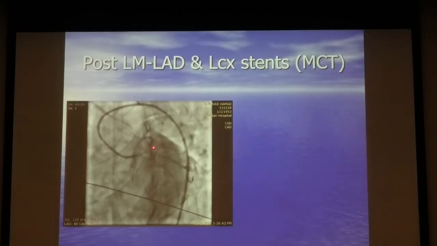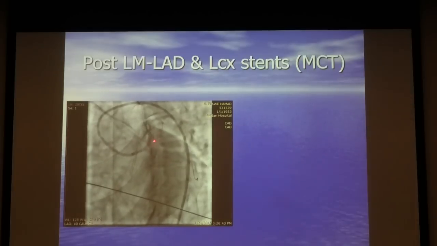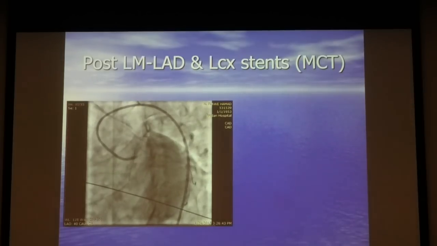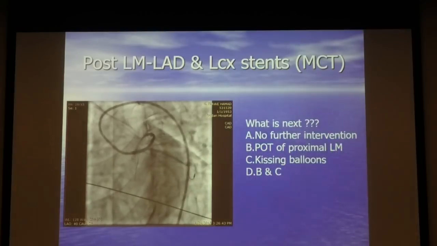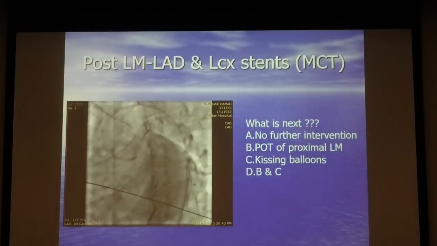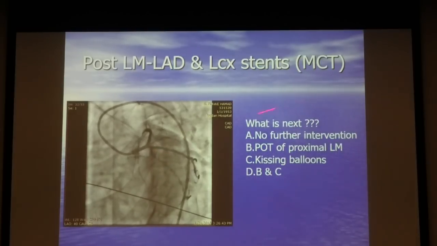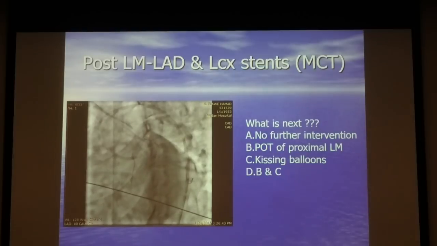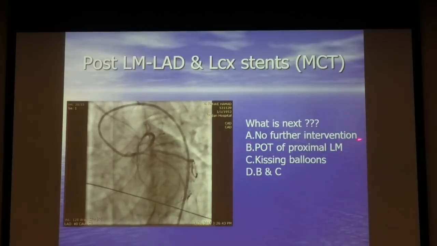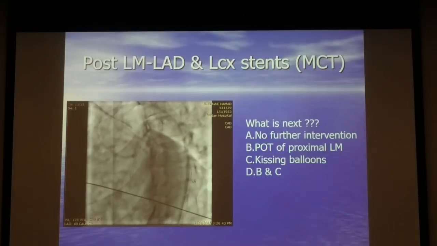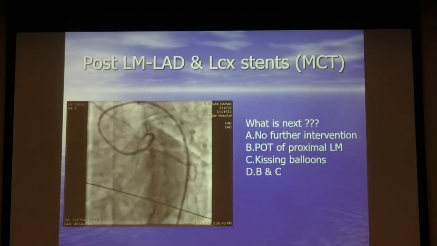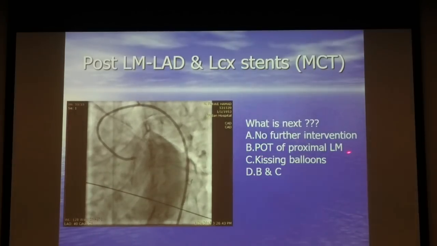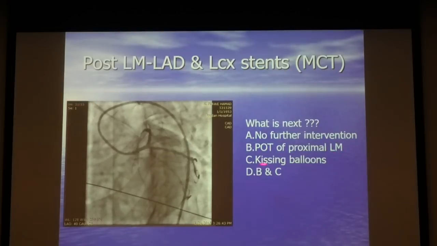What's next? I have two stents. Results. No further interventions. Is it acceptable? You have to recross. When you have two stent strategy, you have to end up with kissing balloon inflation. There's no way you can do it. Part of the proximal left main, of course, necessary. Kissing balloon is necessary. So B and C are the correct answers here. So these are kissing balloon inflation.